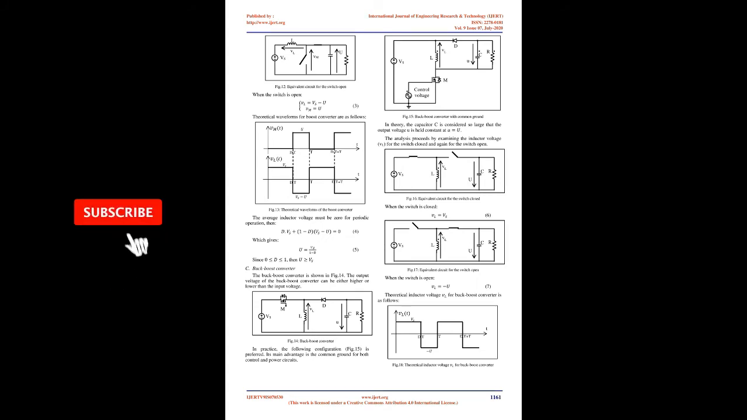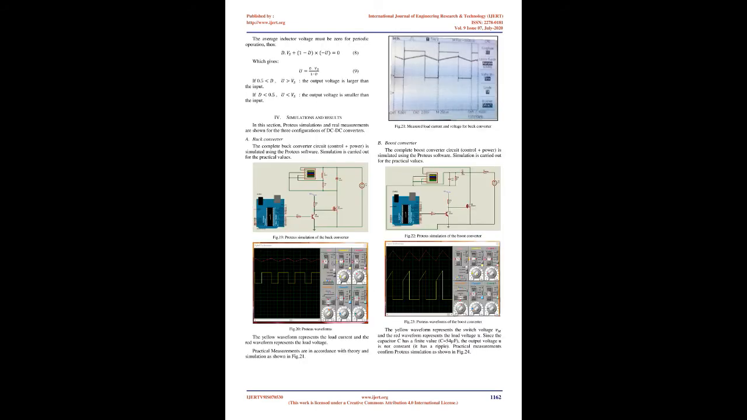When the switch is closed. When the switch is open. Theoretical inductor voltage for the buck-boost converter is as follows. The average inductor voltage must be 0 for periodic operation, then the output voltage follows.